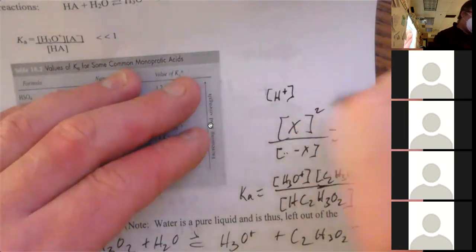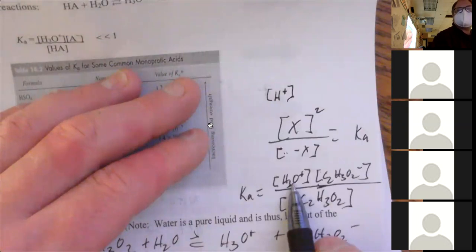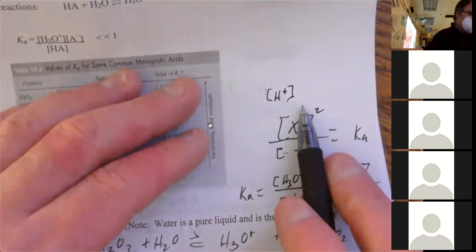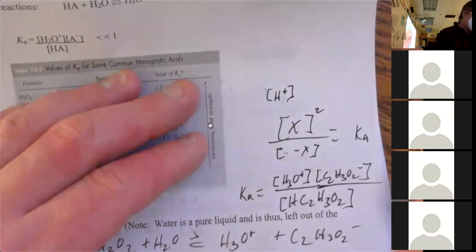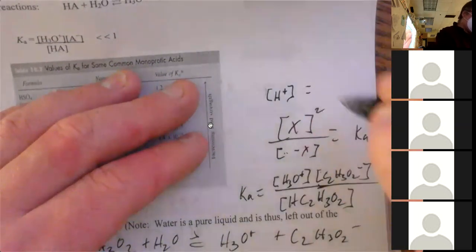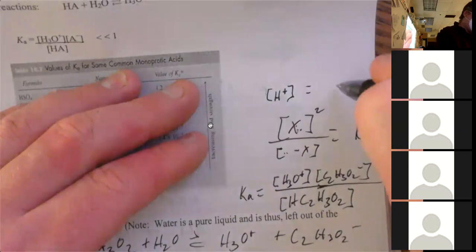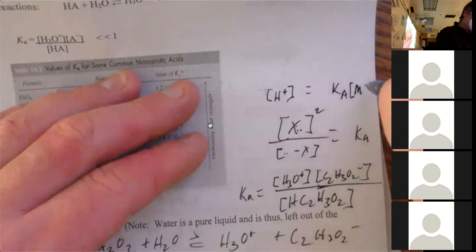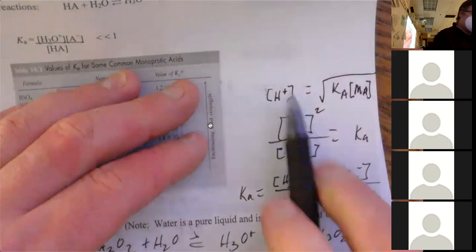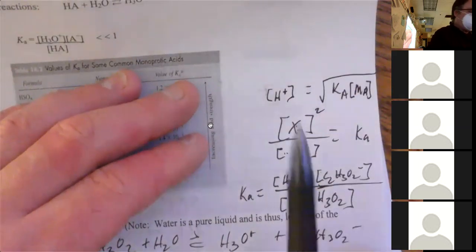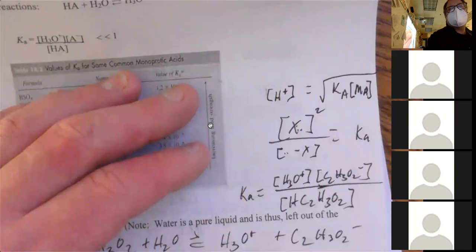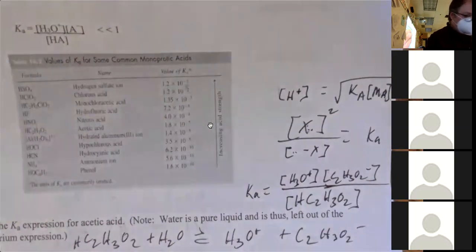So an easy way to look at this: if this is X and this is X, that's X squared. So the hydrogen ion concentration is equal to that X. If we take the Ka and multiply it by the molarity of the acid, and then we square root both sides, that will give us the hydrogen ion concentration for these weak acids. That is a quick way to do it.